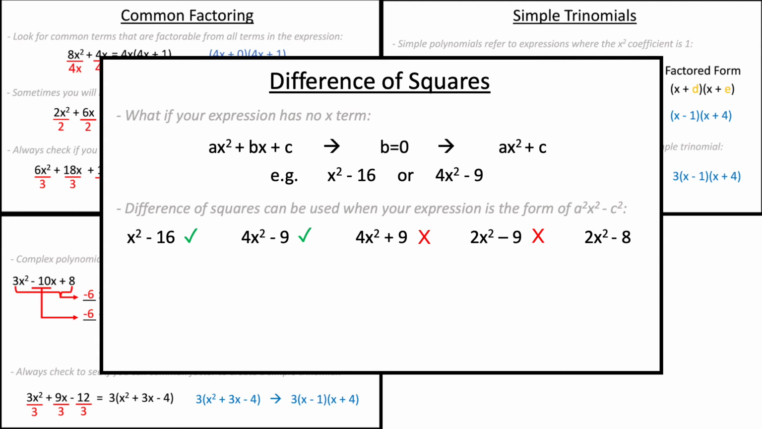This final one might not look at first glance like it would work. However, always remember you should start with common factoring. And if we common factor out a 2, we've now created an x squared minus 4, which does satisfy this condition.